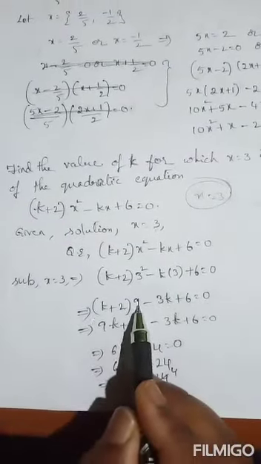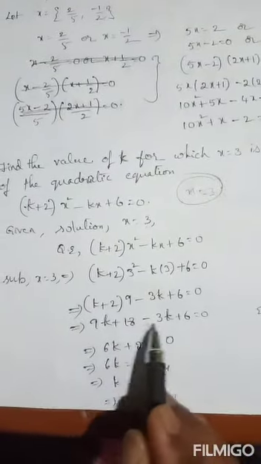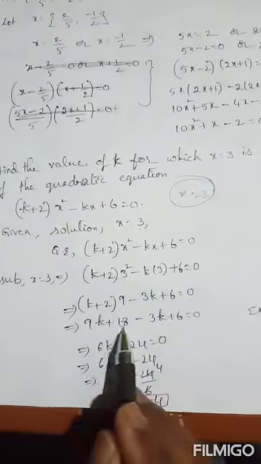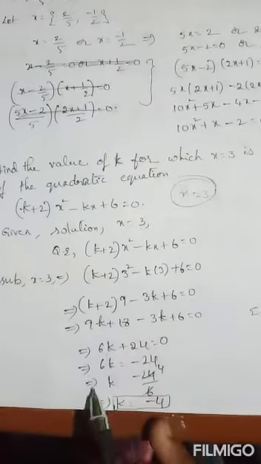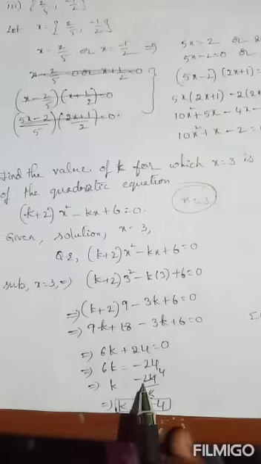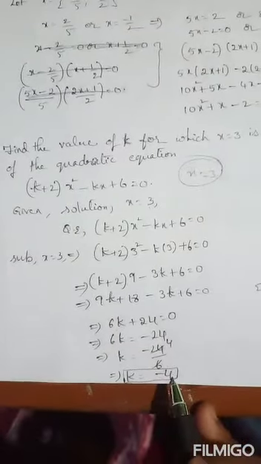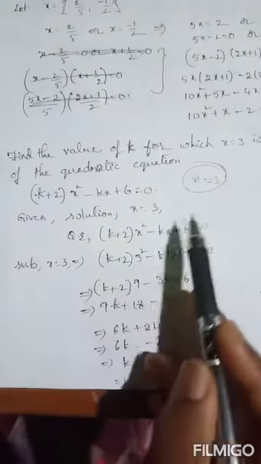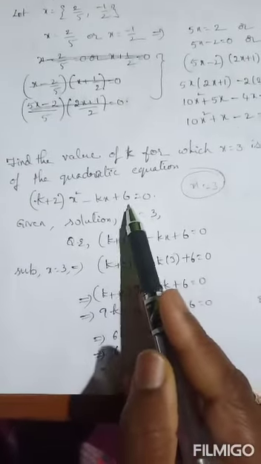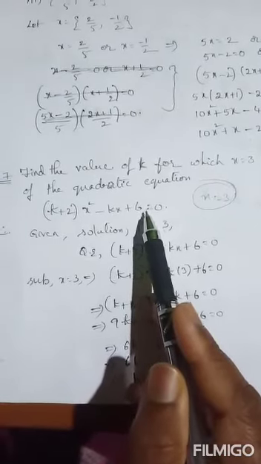Then k plus 2 into 9, 9k plus 18 minus 3k plus 6 equal to 0. Then if you simplify the k terms, 9k minus 3k becomes 6k, 18 plus 6 becomes 24, equal to 0. Then 6k is equal to minus 24, k is equal to minus 24 by 6, cancel 6, then you will get the k value minus 4. So like this, if they have given the solution, then by substituting in the quadratic equation, if there is any variable, we can solve for the value of that variable.